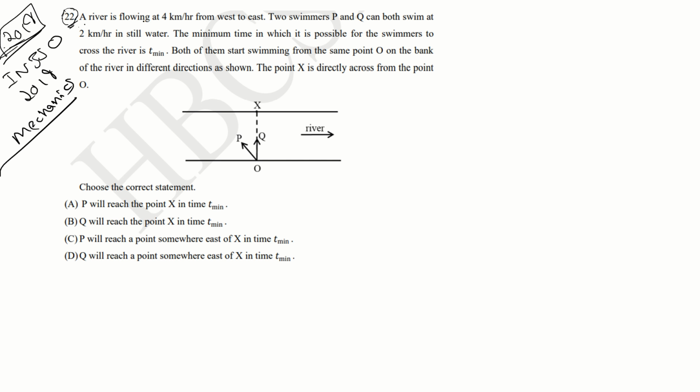Okay. A river is flowing at 4 km per hour from west to east. So the river is flowing like this. Two swimmers P and Q can swim both at 2 km per hour in still water. So we are given their velocity with respect to the river. With respect to the ground, it will be the river plus their velocity in still water. The minimum time in which it is possible for the swimmers to cross the river is t minimum.